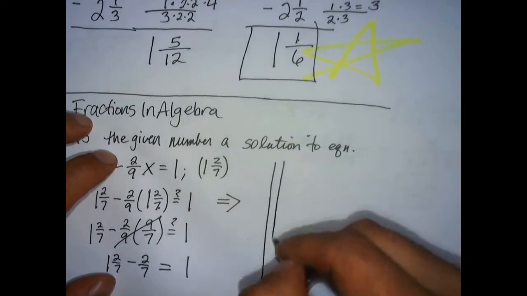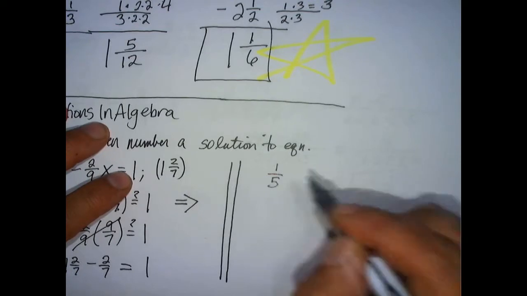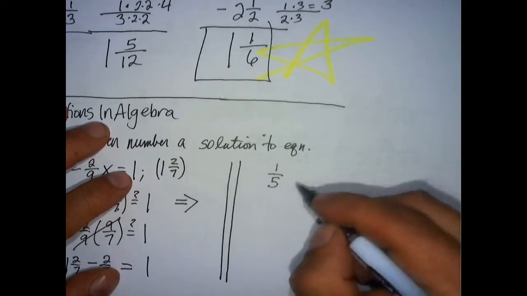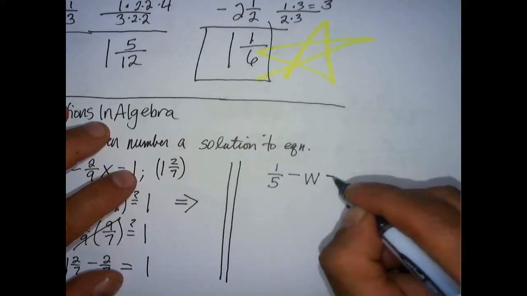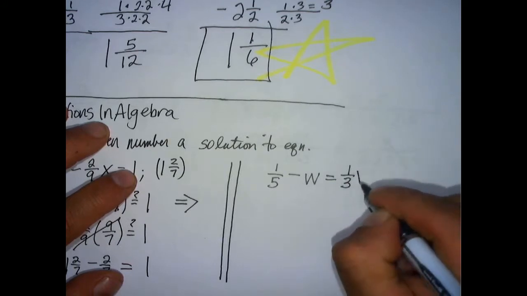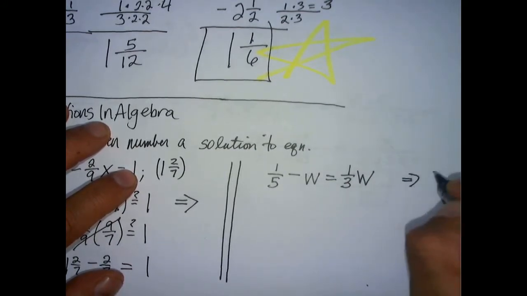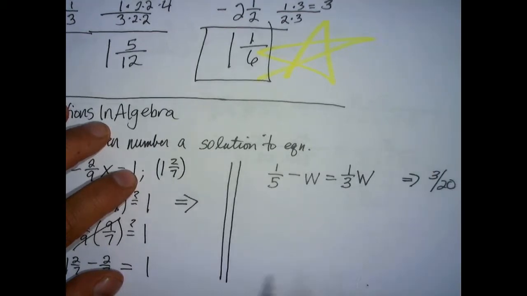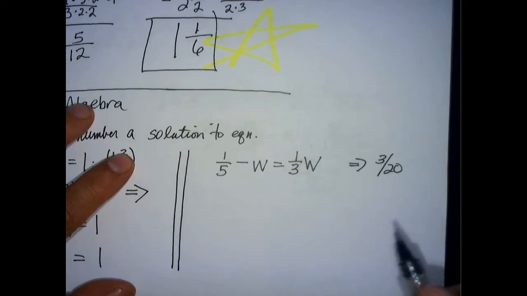Next one. One more. 1/5 minus w is equal to 1/3 of w. And the answer I want to know is 3/20. Is 3/20 a solution? Okay.